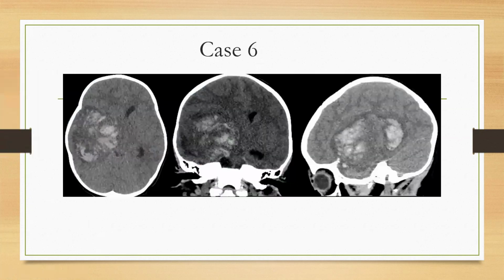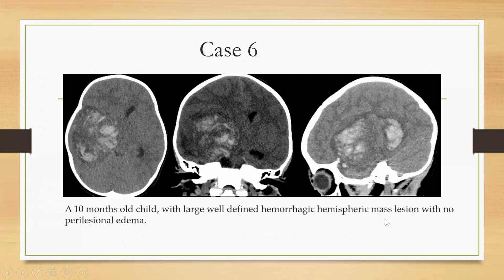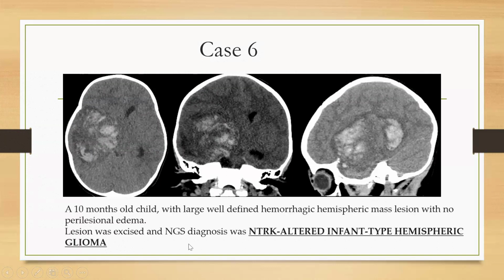This is another case, an infant who presented with seizures. On the CT we saw a large hemispheric lesion involving one side of the cerebral hemisphere with calcification and hemorrhage with less edema. In an infant with this type of large tumor with calcification, hemorrhage, and less edema, we must think of infantile hemispheric glioma. In this case surgery was done, and NGS diagnosed it as an NTRK type infantile hemispheric glioma. There are many types of genetic alteration in infantile hemispheric glioma, like NTRK, ROS, ALK, MET. This is one type, NTRK altered.